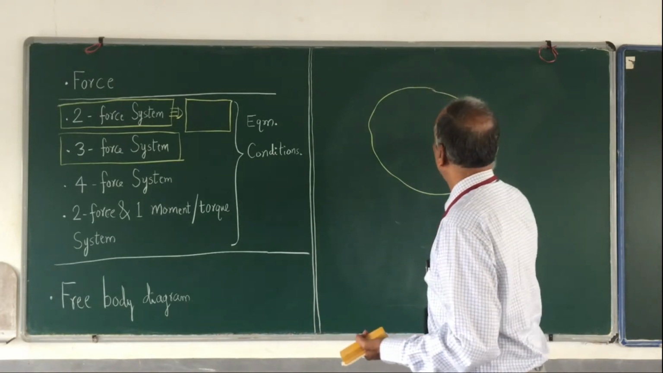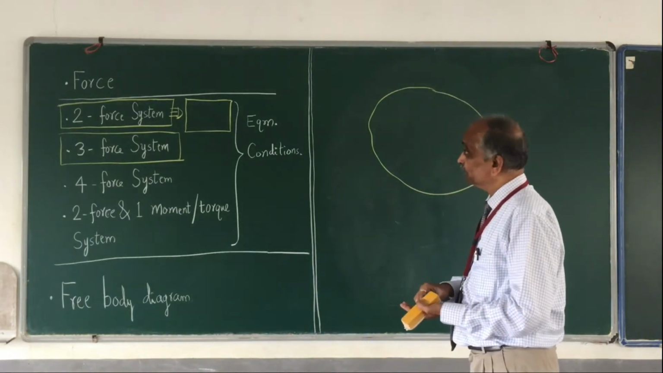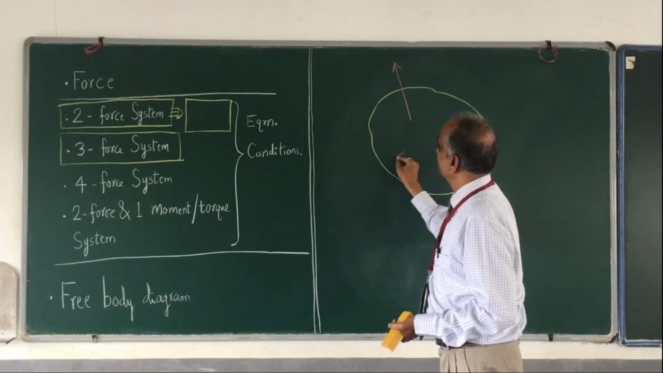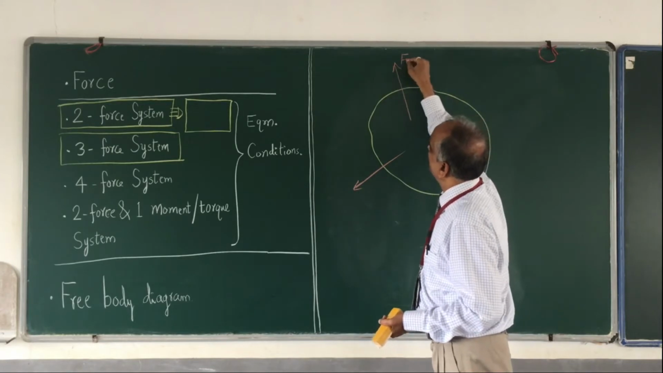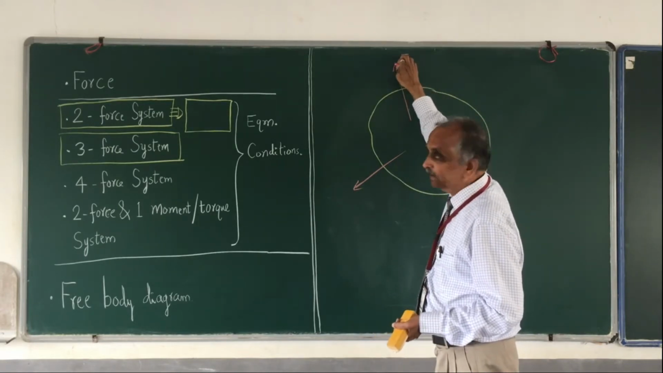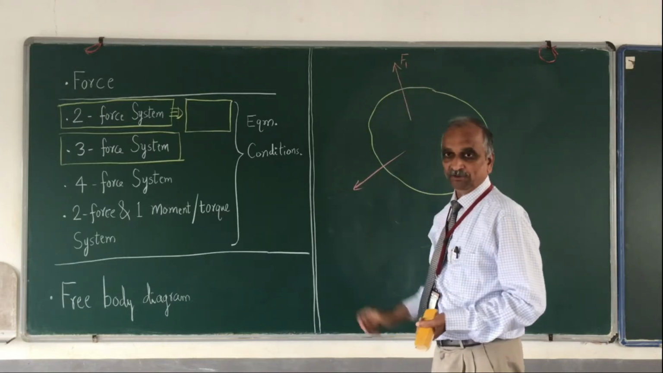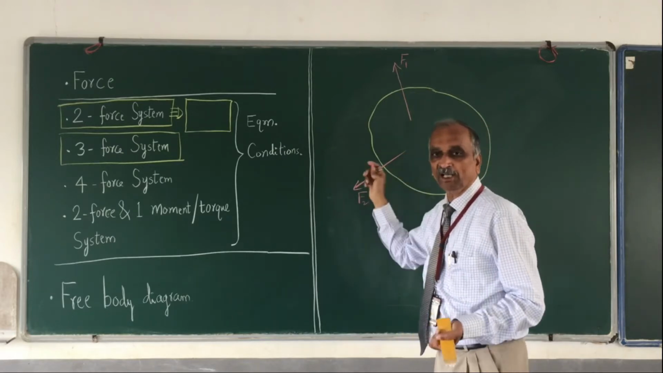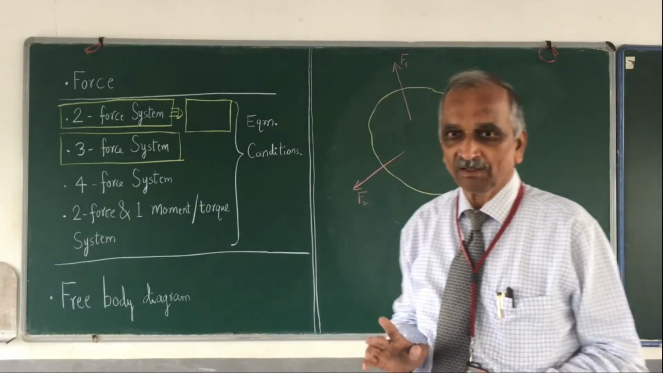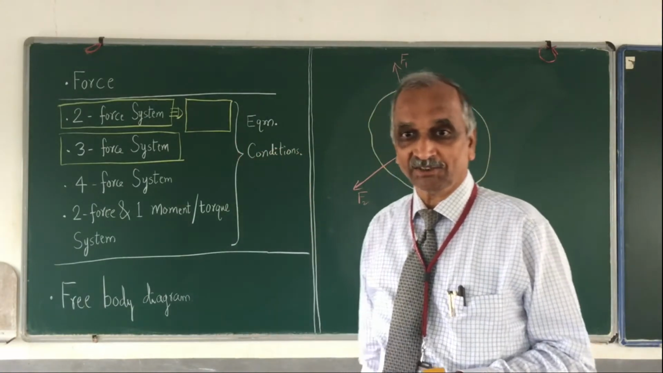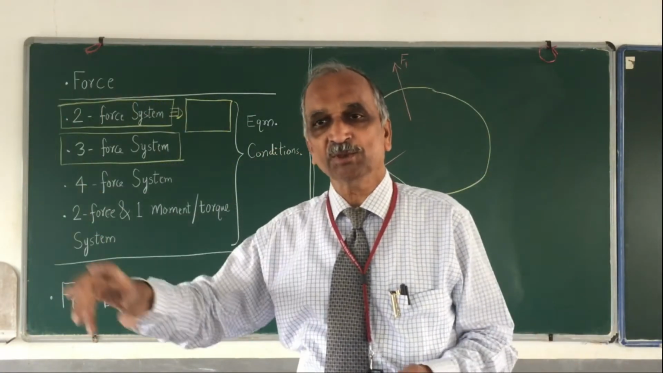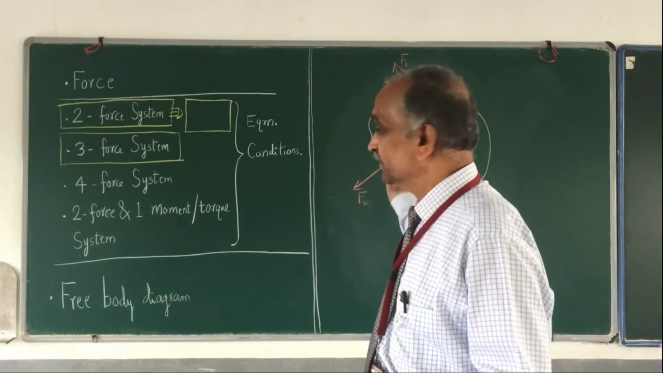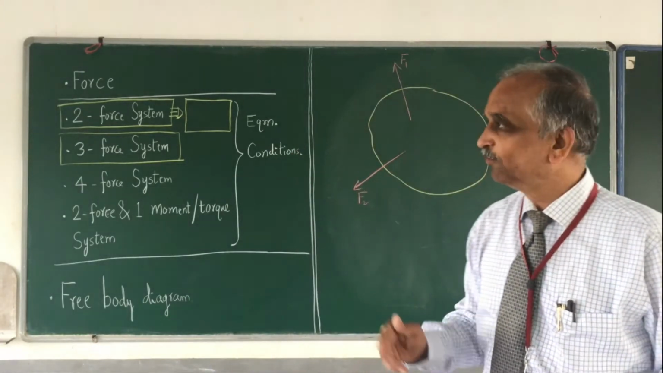So now I have a body which is subjected to three forces, and out of the three I already know two forces. Let me assume F1. I know the magnitude, the direction, and the line of action. Similarly, another force F2. I know the magnitude, the direction, and also the line of action. We have something called the resultant. What is the resultant? The resultant is a single force which replaces a number of forces. In this case, I want the resultant to replace two forces, F1 and F2.